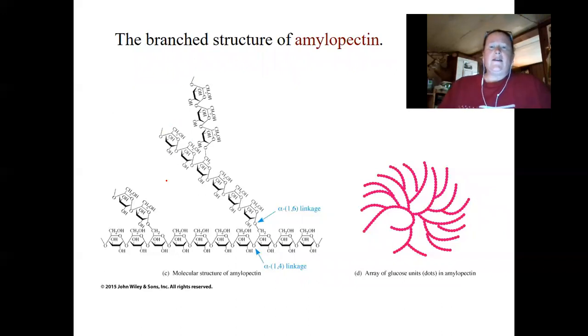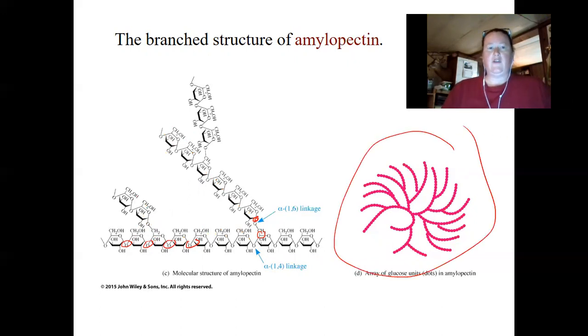Here is the amylopectin. You can see it's highly branched. Now there are these 1,4 linkages here, but everywhere there's a branch, we're branching off of the number 6 carbon and connecting it with the number 1 carbon. So that's where that's coming from, and the branches have a slightly different linkage. And here is a representation of the amylopectin.